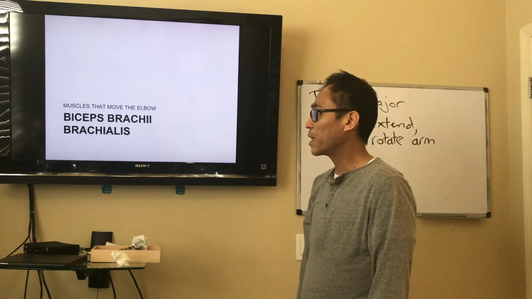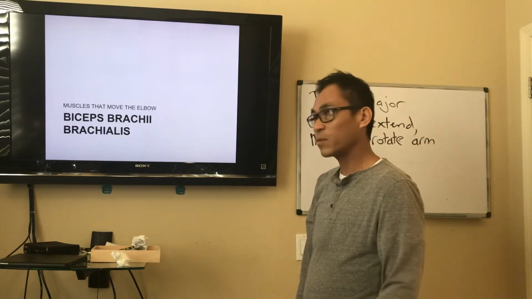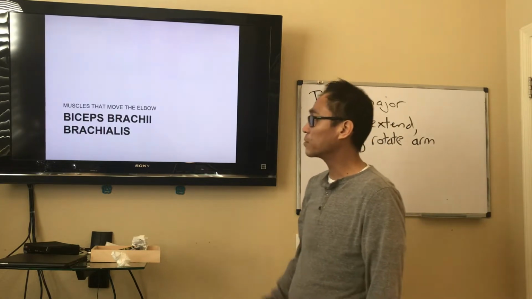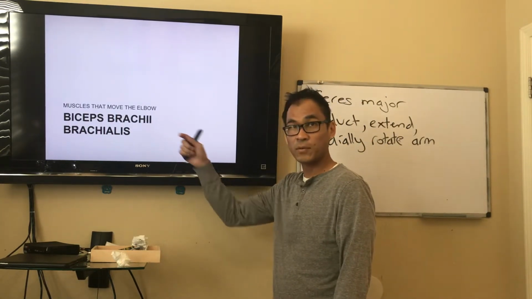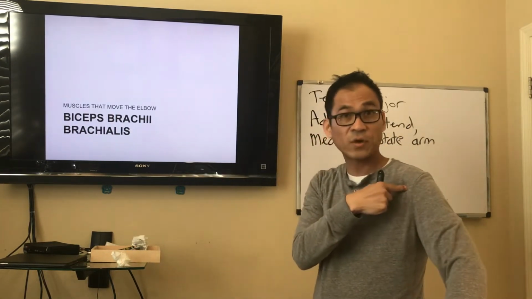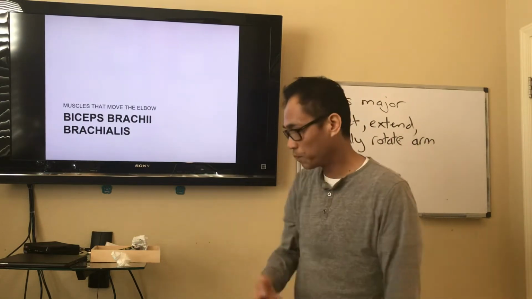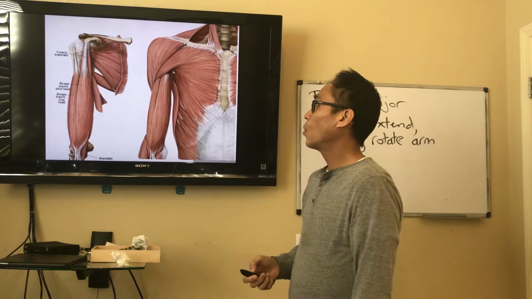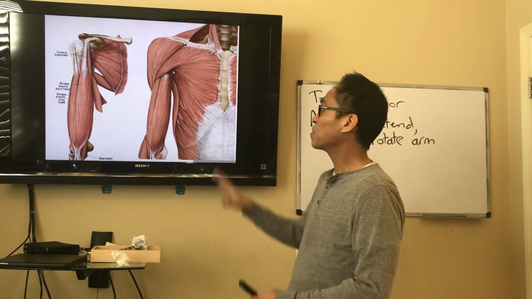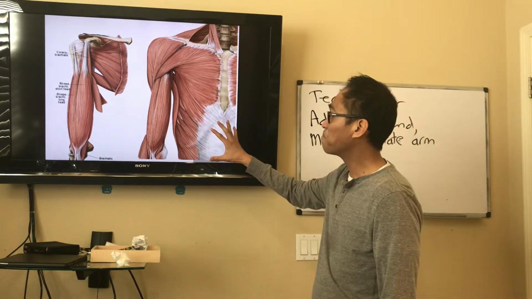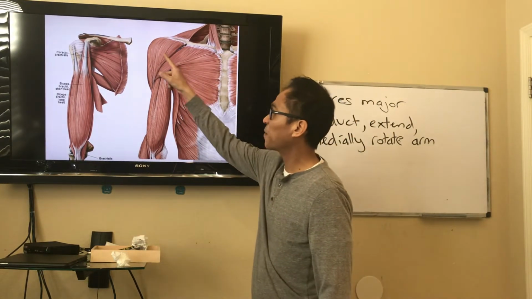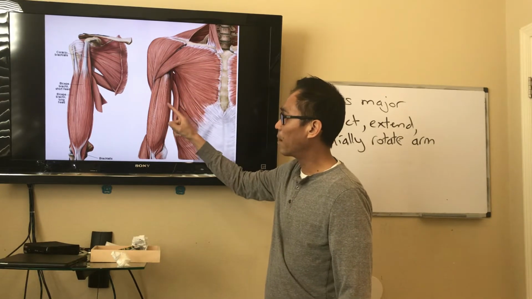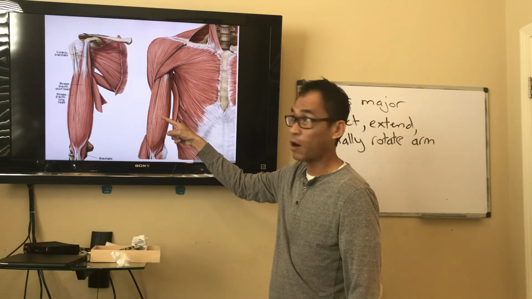The biceps brachii and brachialis, we're moving on to a category of muscles that can now move the elbow. So we're getting done with the shoulder joint, getting down to the elbow. All right, here are some pictures. Here we see pectoralis major. We've got the delts. We have biceps brachii, the main muscle of the arm.